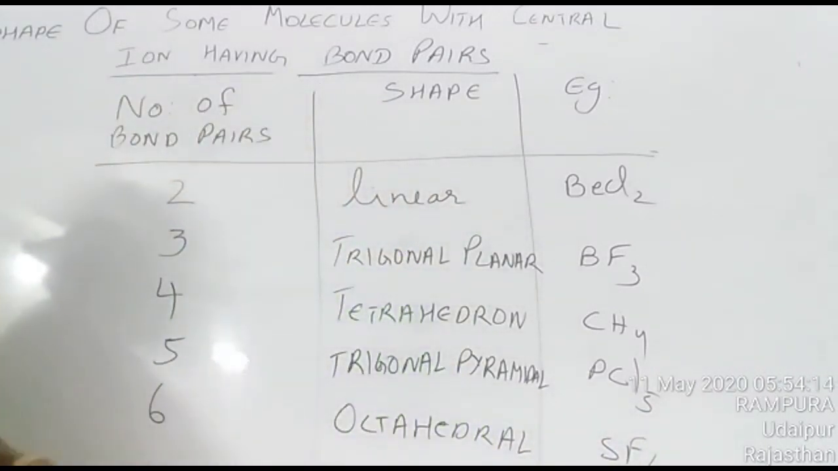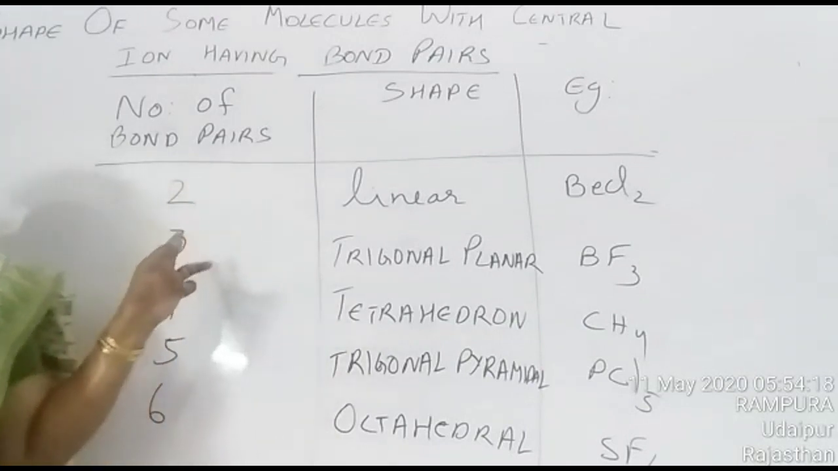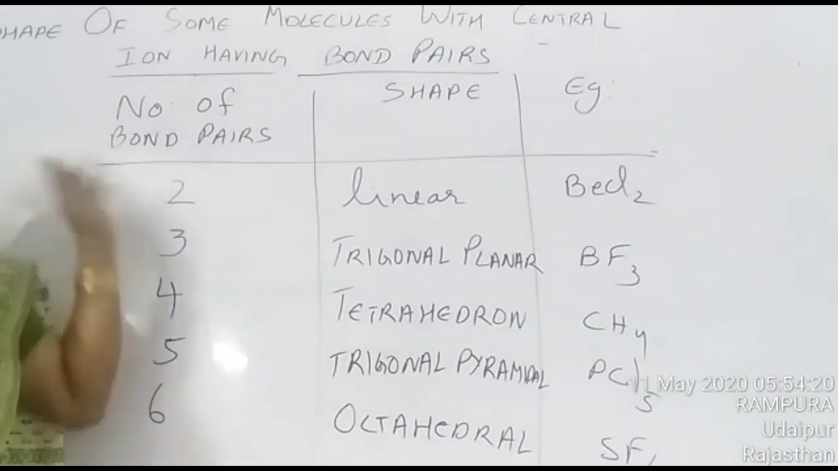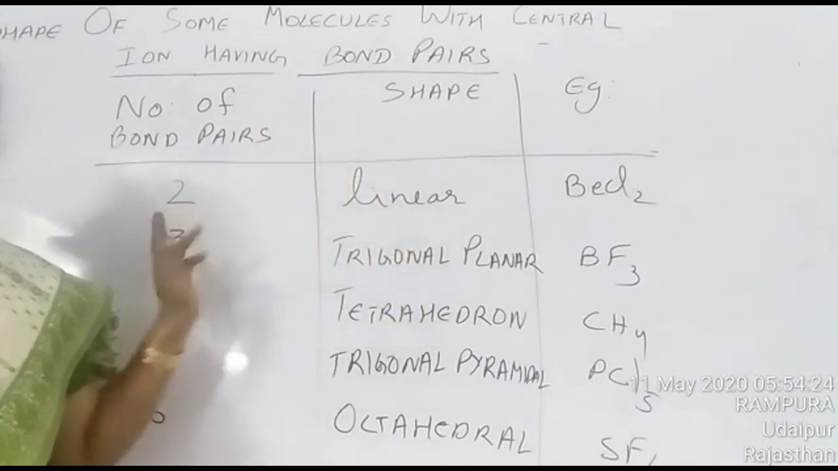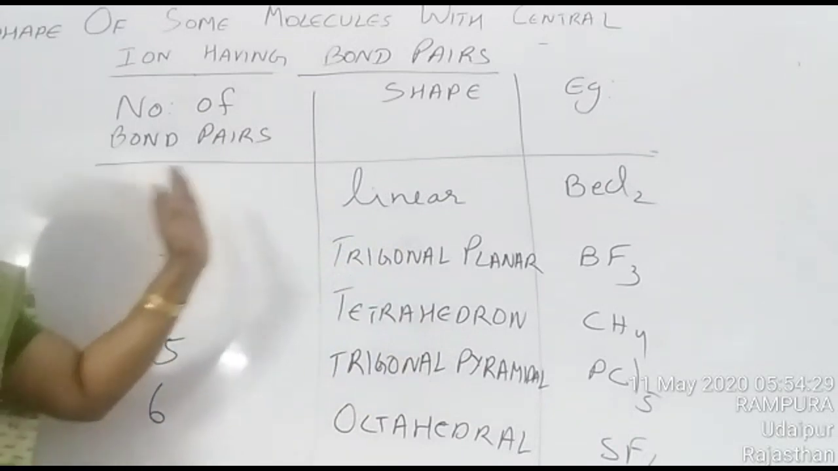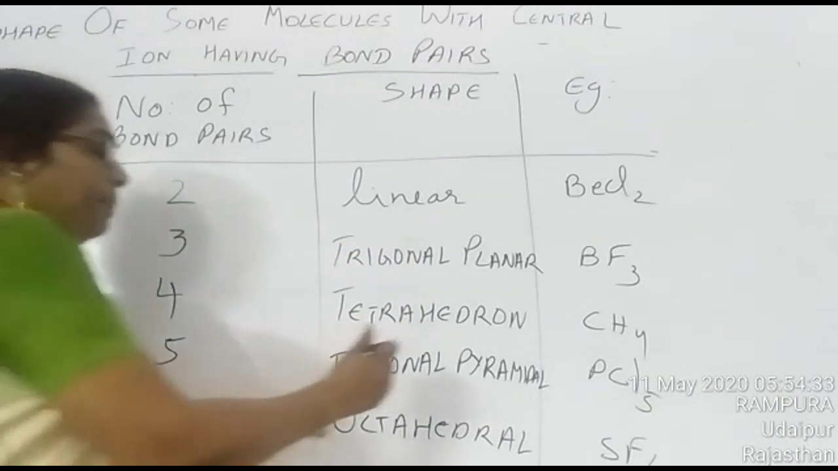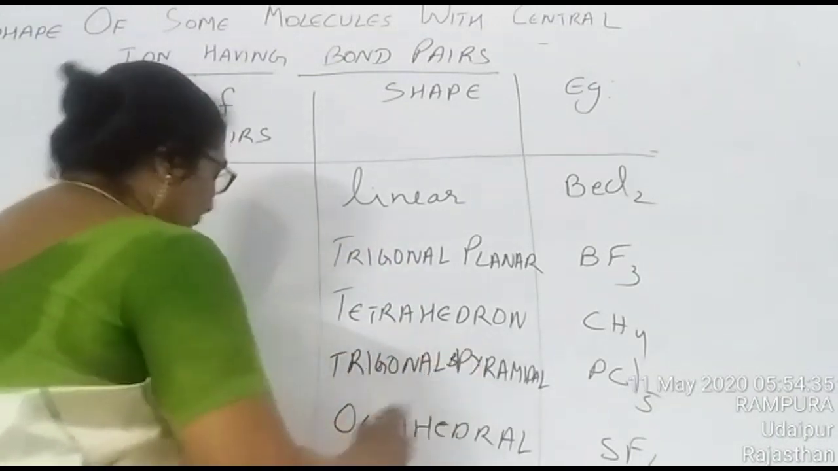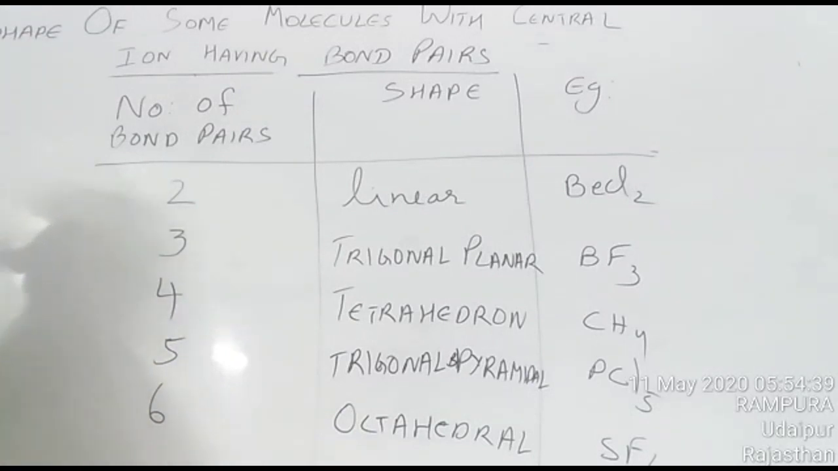Is it clear, children? Here I have given certain examples of molecules in which the central ion possesses only bond pairs. If it has 2 bond pairs, the structure will be linear. With 3, we can see a trigonal planar structure. With 4, tetrahedral structure. With 5, trigonal bipyramidal structure. And with 6, we can say that it possesses an octahedral geometry.